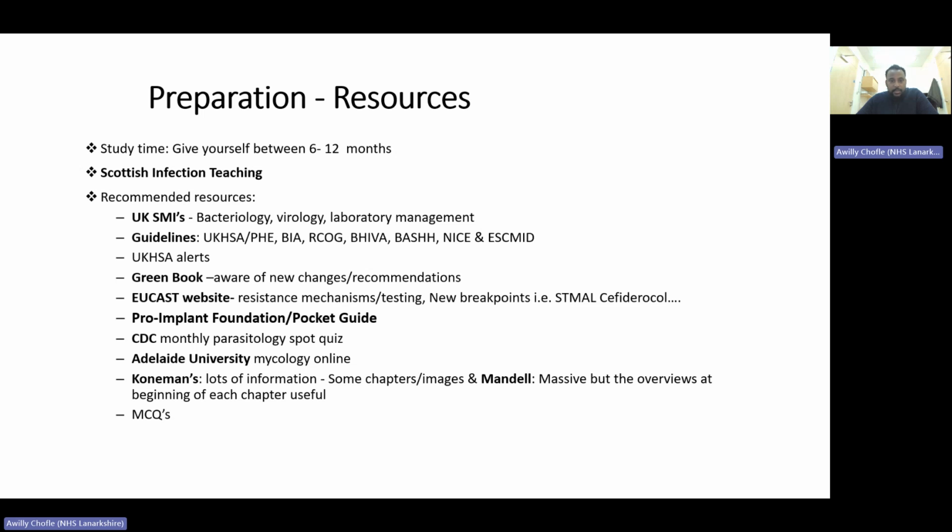On the EUCAST website, you can learn about resistance mechanisms and all the new breakpoints and the new antibiotics. The Pro-Implant Foundation pocket guide is free. You can read the CDC Monthly Parasitology Spot Quiz, Adelaide University Mycology Online, and reference books like Mandell and Conant, and MCQs as well.